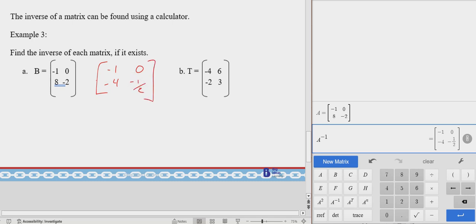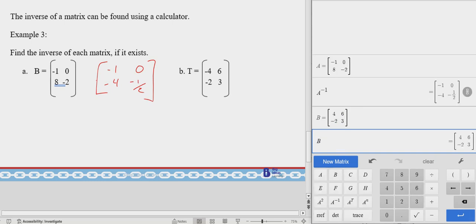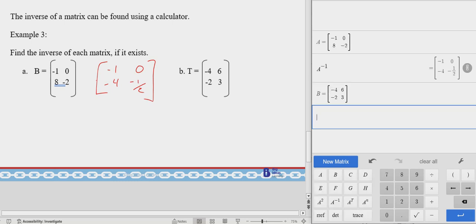If you wanted to leave that as a decimal, that would be perfectly fine as well. For the other one, negative 4, 6, negative 2, and 3. Tell the calculator find the inverse of matrix B. So for the second part of example 3, I have my matrix entered, and then I tell it to make the inverse of matrix B.